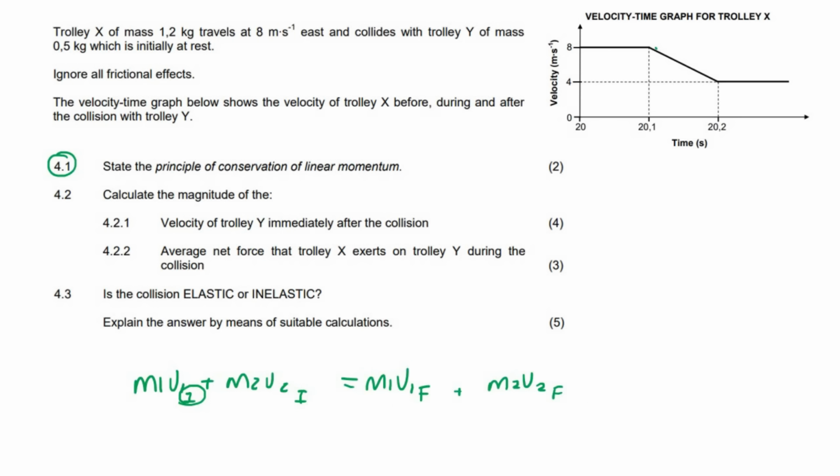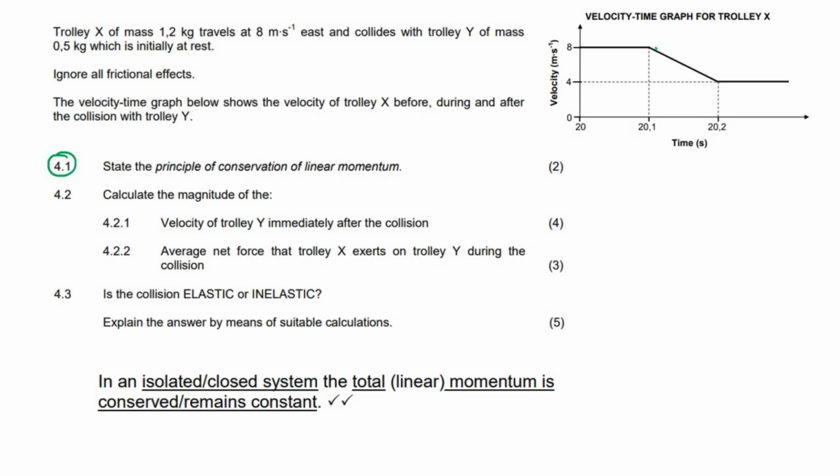Okay, now let's go get the proper definition. Here we go. In an isolated or closed system, you don't have to say both of those, you can choose one of them. It just means, by the way, if it's isolated or closed, that there are no other forces like friction or things like that. And that's also why they said here, ignore friction.